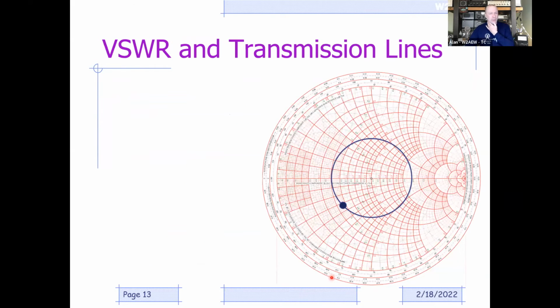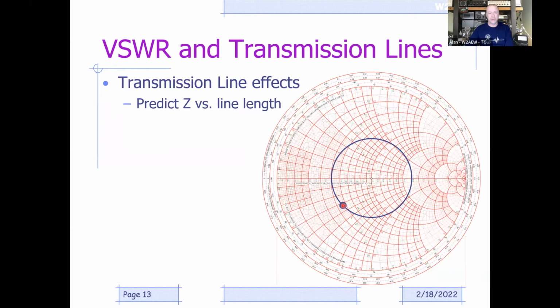So what can we do with that? Well, one thing that's interesting is you can say, okay, I've measured at my antenna, excuse me, at my transmit end here in the shack, this complex impedance. Now, if I know the transmission line length between my transmitter and my antenna, I can essentially measure the impedance at the transmit end and then figure out what the impedance is at the antenna.